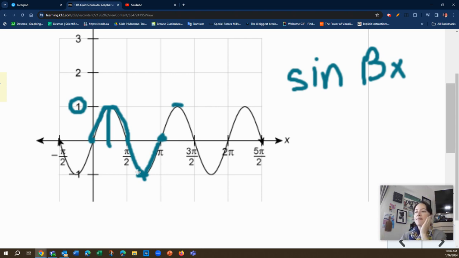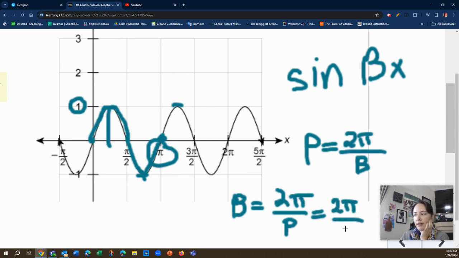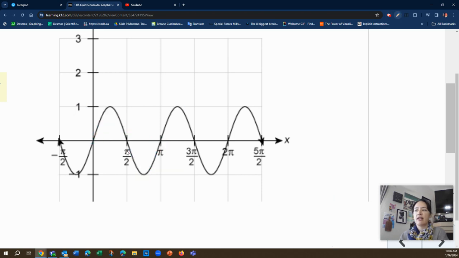Amplitude, period. Okay, so the period is pi. So how is b related? The period p is equal to 2 pi over b. So if you solve for b, multiply both sides by b, divide both sides by p, you'll get b is equal to 2 pi divided by p. We graphically saw the period is pi, so we would have 2 pi over pi. The pi's cancel. It's 2. So you just have regular sine of 2x.